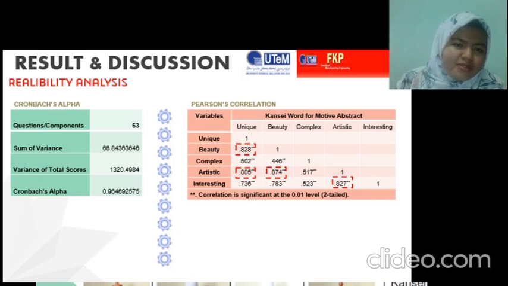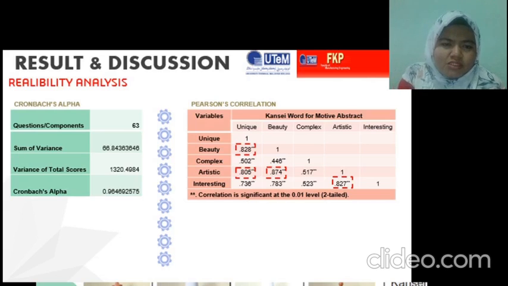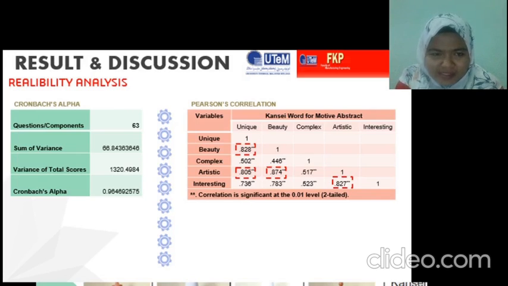And second is the Pearson correlation, and there is a positive relationship between Kansei words beauty and artistic, which is a significant correlation of 0.874, shows that the associations are very strong. In other words, when the Kansei word unique increases, the Kansei word beauty also increases.